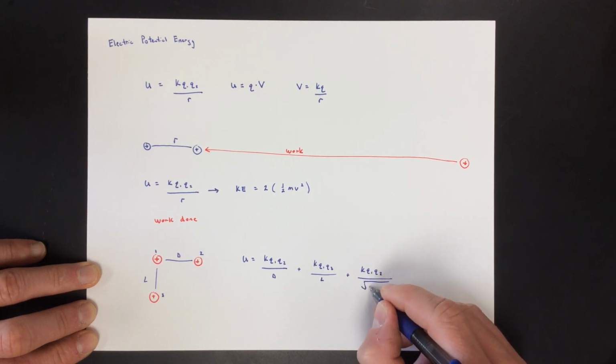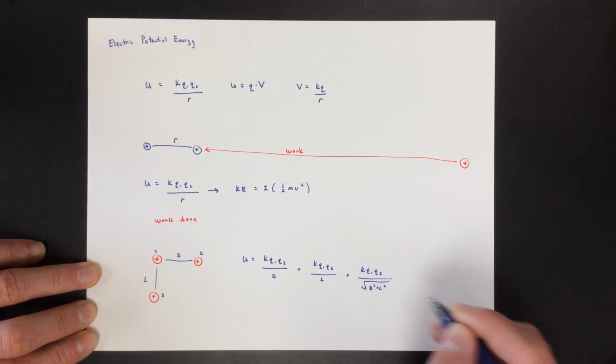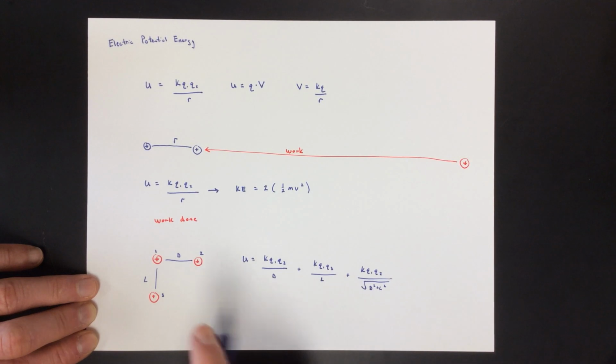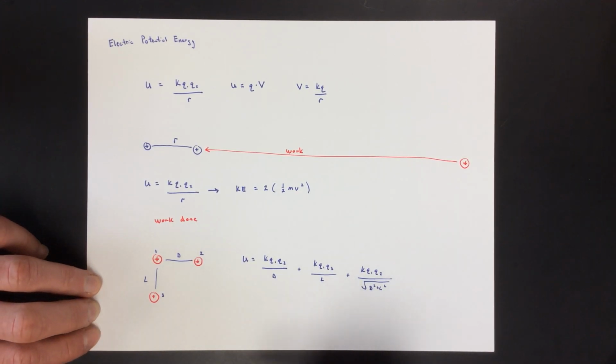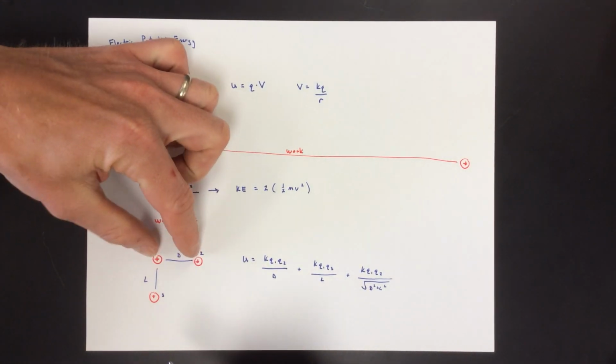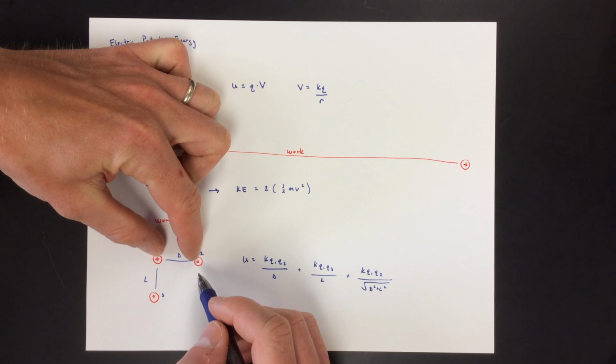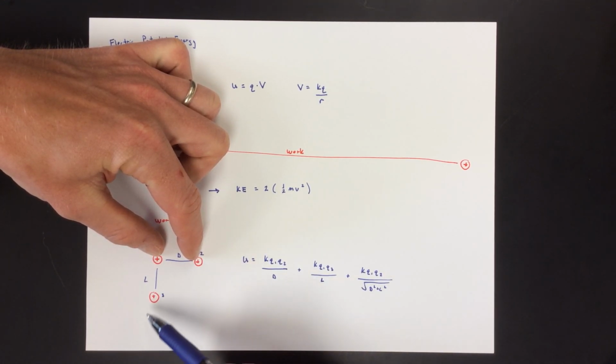Well, it would be the square root of V squared plus L squared. So that would be the potential energy in this charge configuration, okay? And again, that's putting all three there. Sometimes they only say, okay, these two charges are already there and they're stuck. How much work is required to bring the third one in?